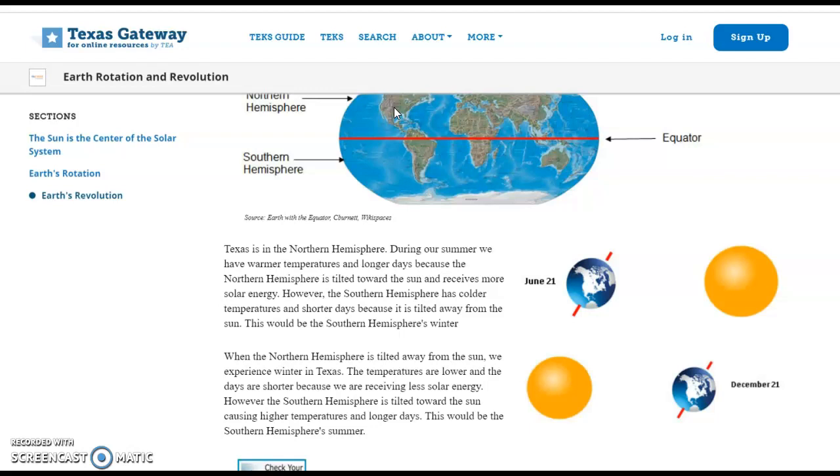When the northern hemisphere is tilted away from the Sun, we experience winter in Texas. The temperatures are lower and the days are shorter because we are receiving less solar energy. However, the southern hemisphere is tilted towards the Sun, causing higher temperatures and longer days. This would be the southern hemisphere's summer.